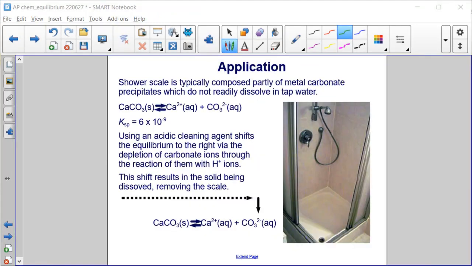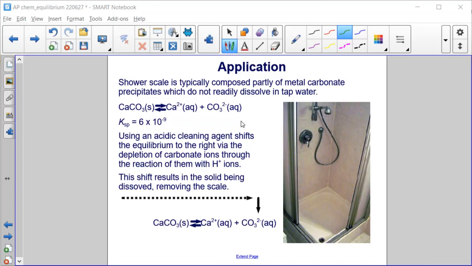All right, here's a final application before we solve some questions. Shower scale, like the scummy scale, lime scale stuff that builds up on your shower door and stuff, is typically composed partly of metal carbonate precipitates, which do not readily dissolve in tap water. So these solid precipitates have a very small K value, 6 times 10 to the minus 9. So if we use an acidic cleaning agent, we can dissolve that solid, right? What we're trying to do is dissolve the solids, because those solids are stuck on our shower door, right?